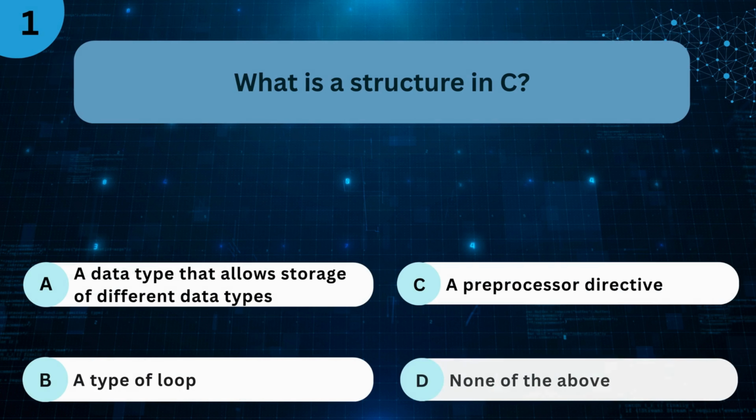What is a structure in C? A. A data type that allows storage of different data types. B. A type of loop. C. A preprocessor directive. D. None of the above. The right answer is A. A data type that allows storage of different data types.